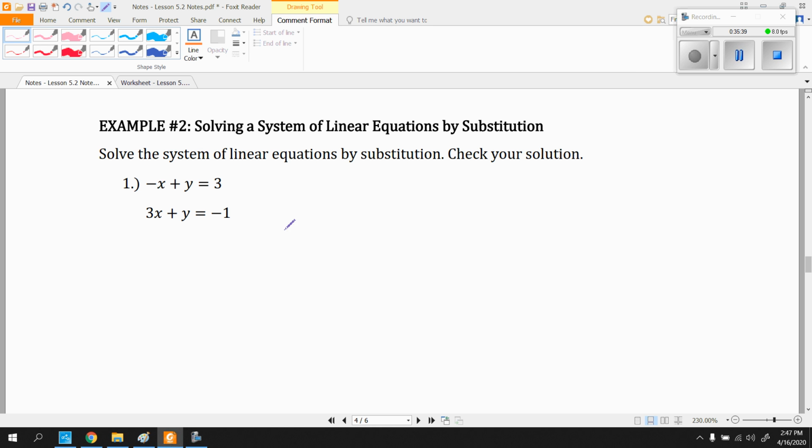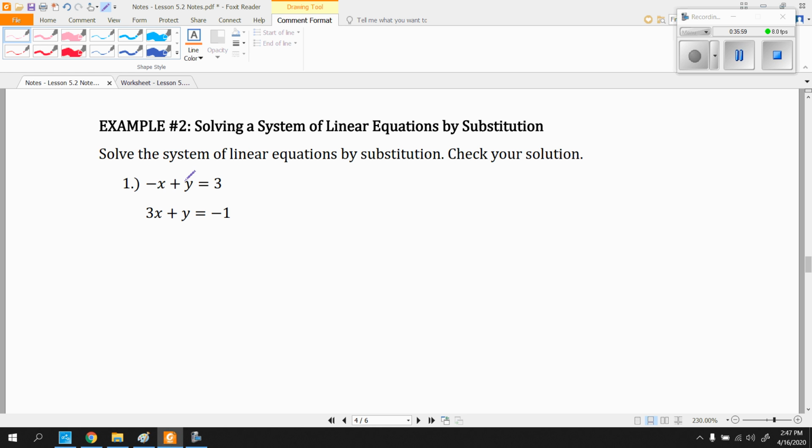We're kind of in this mindset, I think a lot of us have, that we always have to get the y by itself. And it doesn't have to be. It could be this x, it could be this y, it could be this x, and it could be this y. Pick one and get it by itself. Right now, none of them are by itself.